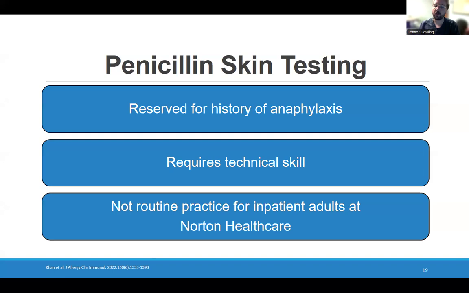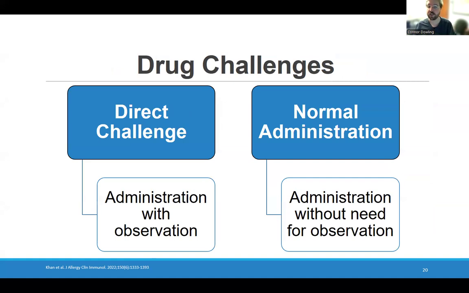This is going to need someone that is adept in being able to perform our penicillin skin test, as well as being able to read it appropriately to give us a good idea of whether or not this skin test is positive or not. So because of this, this is not really a routine practice for inpatient adults here at Norton Healthcare, because we don't really prioritize this as much, just because of some of the logistics of being able to perform this while inpatient. We do utilize the other recommendation when it comes to delabeling our patients, and this is through direct drug challenges.